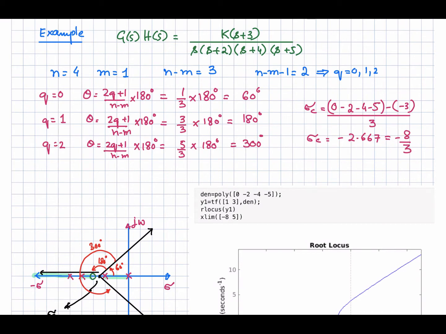For the calculation of the asymptotic angle, we are going to find out n minus m minus 1, so that is equal to 2. So the value of q will be 0, 1 and 2. Over here you can see that when q is 0, using the expression that we discussed in the last video for the asymptotic angle, you will get 60 degrees, and when q is equal to 1, you will get 180 degrees, and when q is equal to 2, you will get 300 degrees.